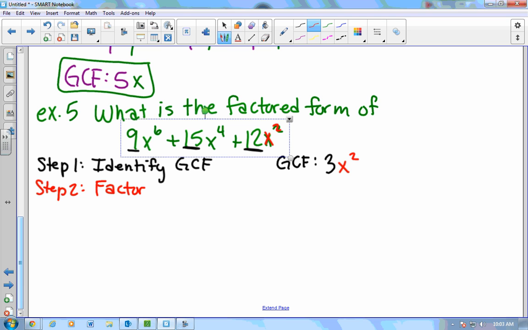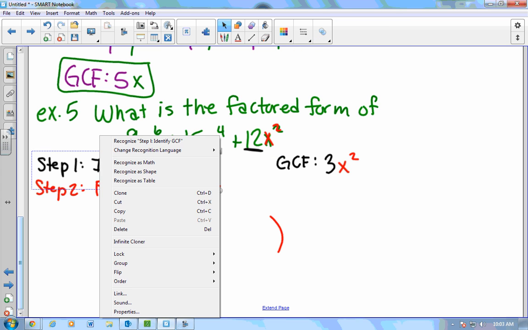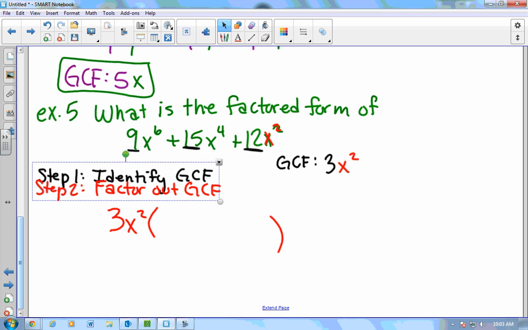Factor out the GCF. What that means, when we're factoring, we're dividing it out. So it still exists, I'm going to pull it out, and then in parentheses, I'm going to write everything remaining. Hold on, I need to give myself a little more room. I'm going to cheat a little bit and move this down.